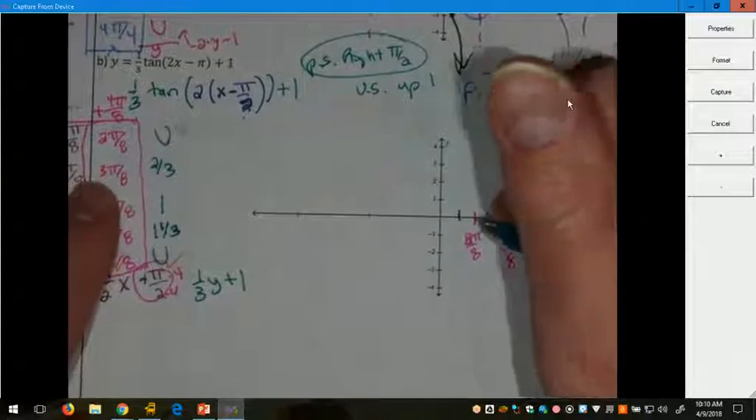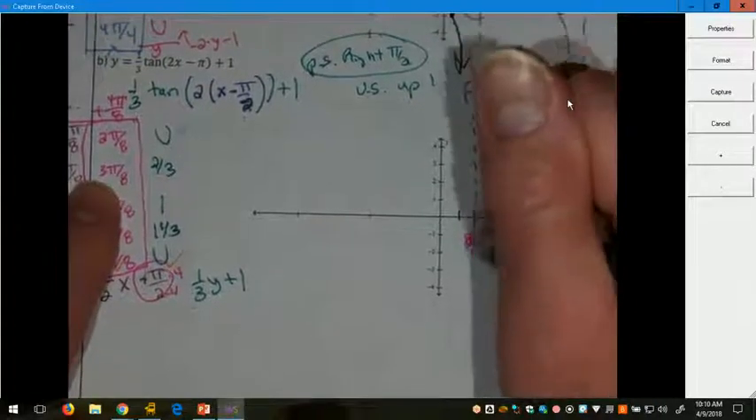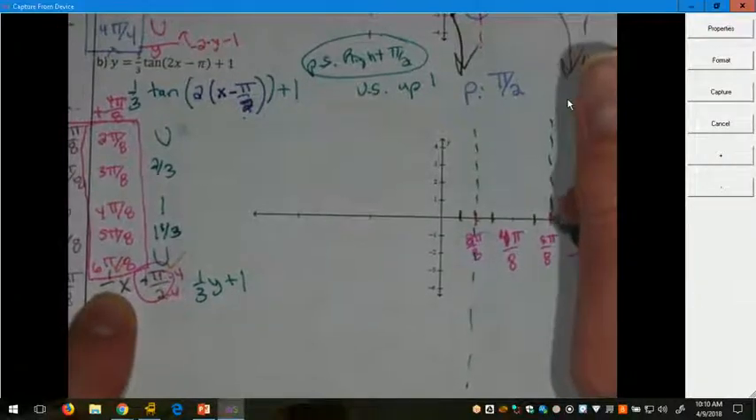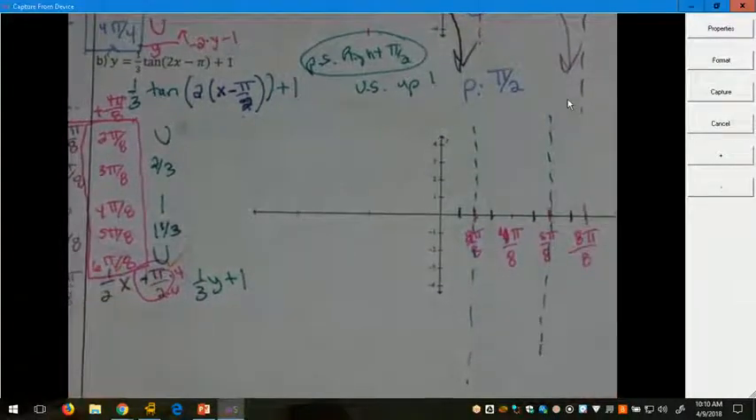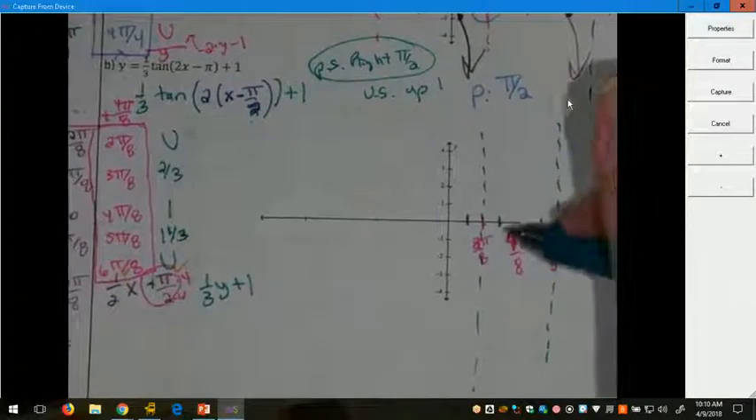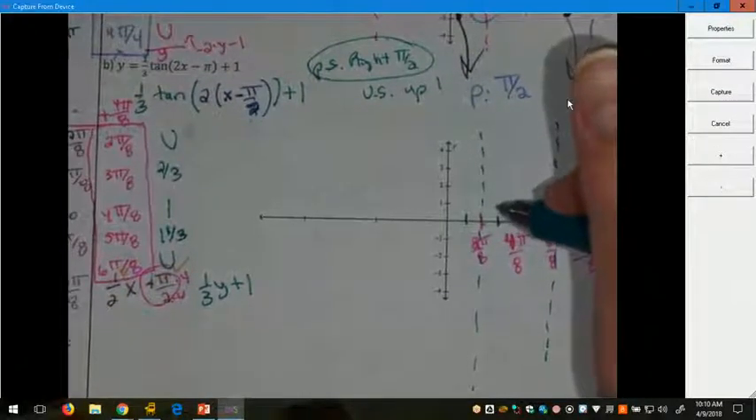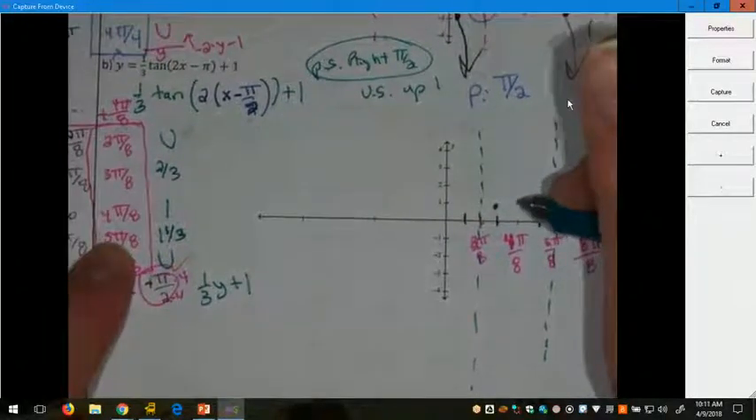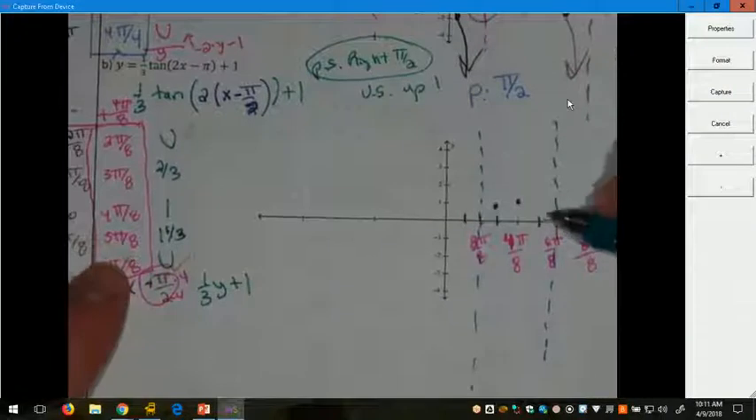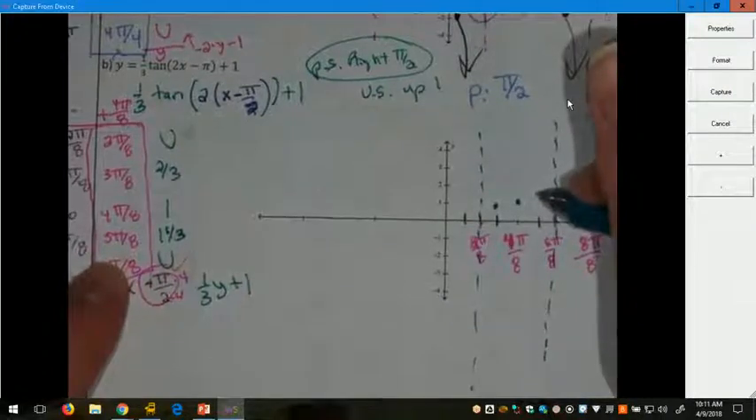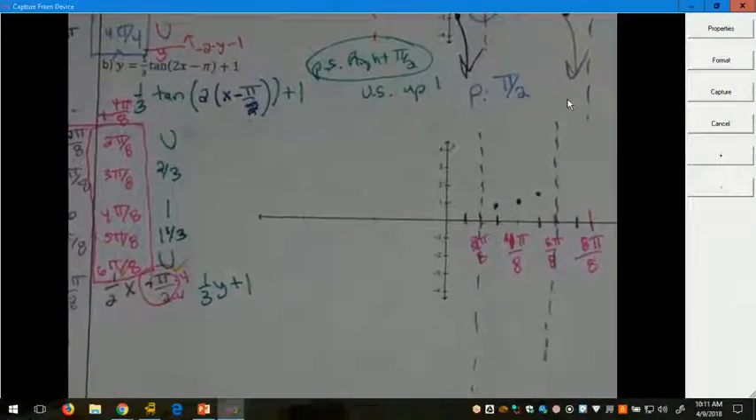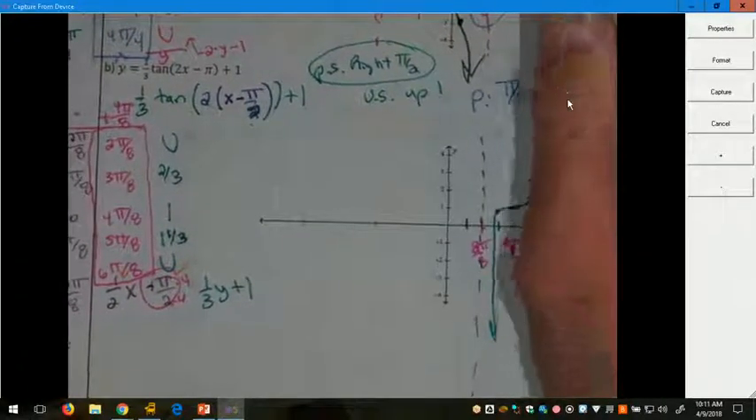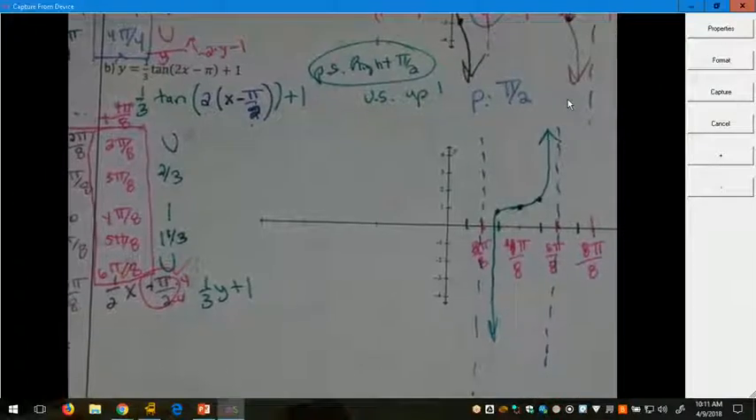So I'm going to start by plotting at 2 pi over 8, I have a vertical asymptote. At 6 pi over 8, I have a vertical asymptote for the undefined value. At 3 pi over 8, I'm supposed to go up 2/3, so not quite to 1. At 4 pi over 8, I'm supposed to go to 1. And at 5 pi over 8, I'm supposed to go up to 1 1/3. So I can still see my tangent function.